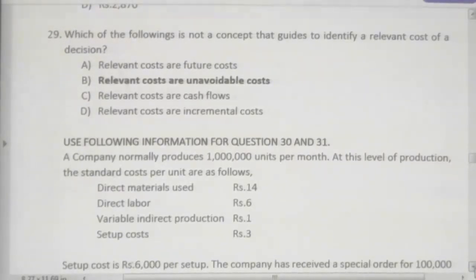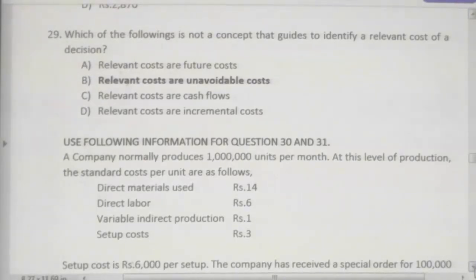Then, relevant cost only considers cash flows. Non-cash flow expenses you will ignore. Therefore, relevant cost talks about only cash flow expenses. Future expenses, cash flow expenses, and relevant cost considers the incremental cost. That is, cost that will increase due to taking this decision. If you do not take this decision, you can save that cost. That is incremental cost. Therefore, the three major characteristics of relevant cost are: it is a future cost, it is a cash outflow, and it is an incremental cost.